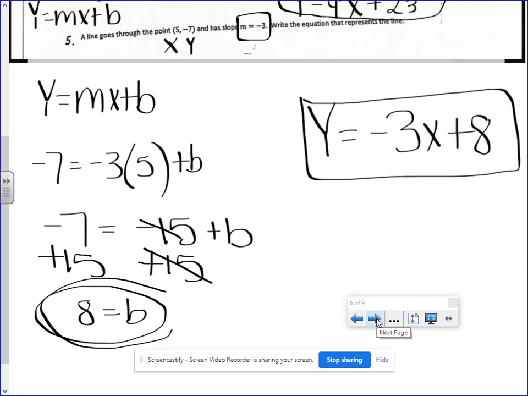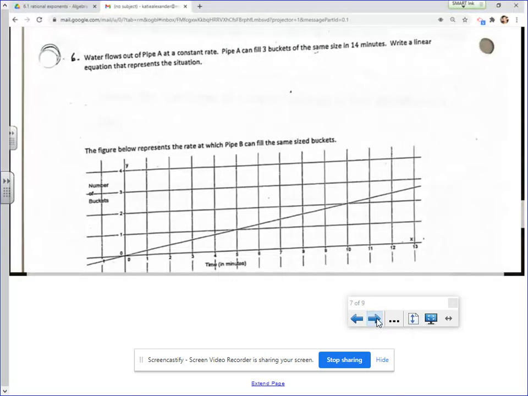I know the staples on your packet's all messed up, but that's okay. Look at number 6. This is the one we were talking about. This is like the lesson 22 that we did on Friday. So we have water flowing out of pipe A at a constant rate. So we're going to write an equation for pipe A first. It says it can fill 3 buckets of water in 14 minutes.